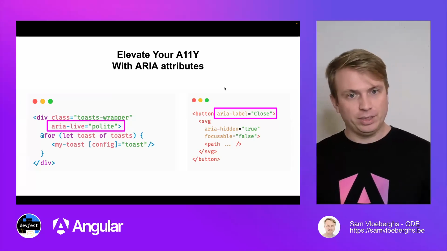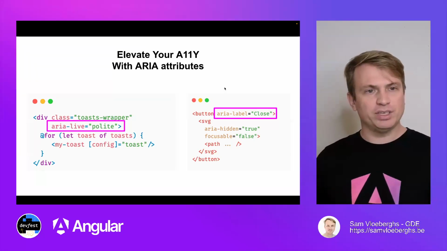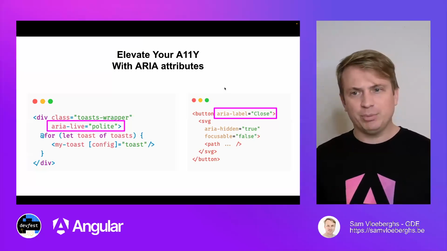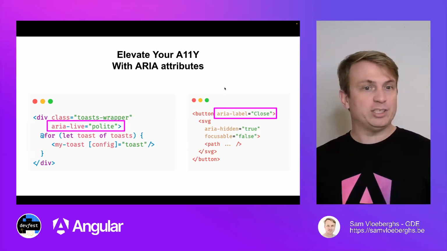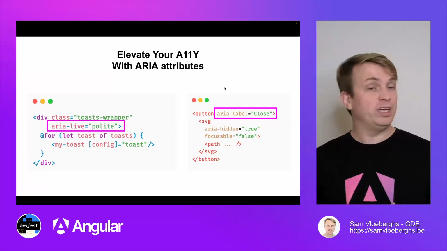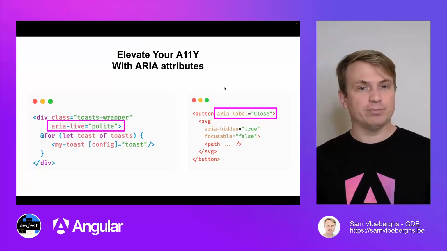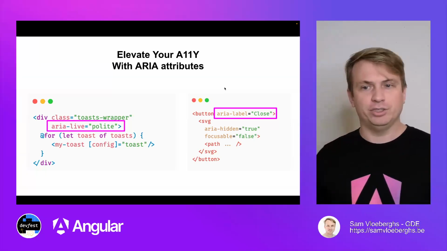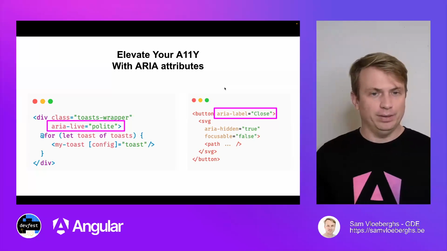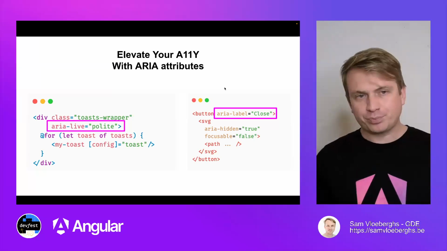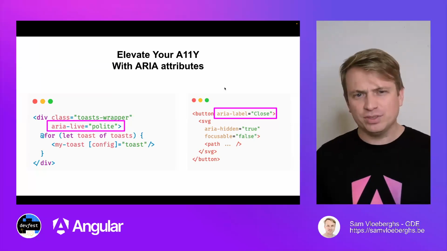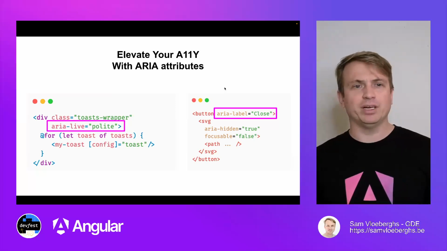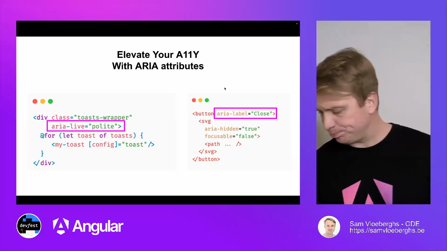Then another, perhaps more well-known example is the ARIA label. As you can see in the example on the right side, the button has no textual content, right? There's only an SVG representing, for example, a cross, to indicate that this button is used to close something. A screen reader obviously cannot interpret the SVG, so the ARIA label indicates the full meaning of this button in text.